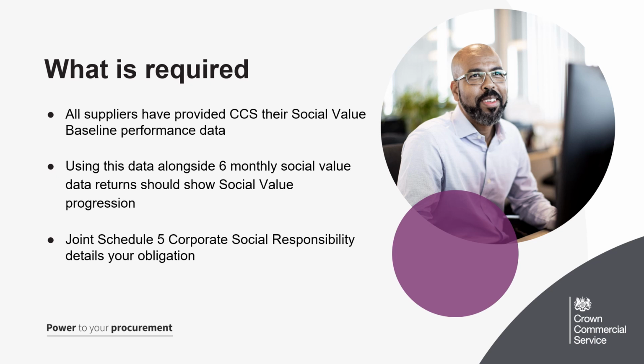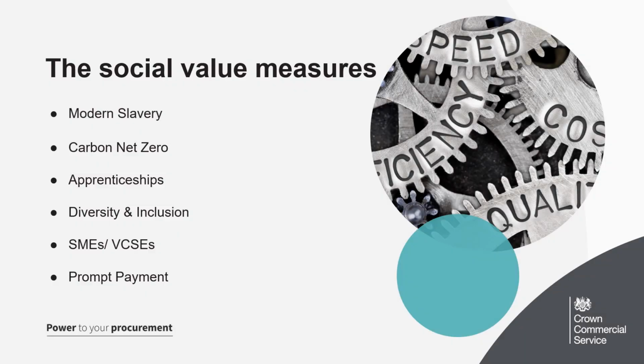The team will use the baseline data information, award question responses, and submitted social value returns to support conversations at supplier relationship meetings. For example, 1 month we might concentrate on modern slavery assessment responses. In the development of the framework, it was determined that these 6 key areas of corporate social responsibility impact facilities management, and therefore CCS will monitor suppliers' progress against these key social value measures. The 6 monthly return will break the requirements into more detail. The 6 areas are listed within this slide.